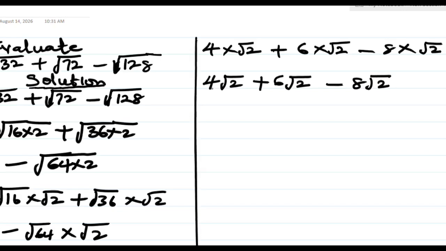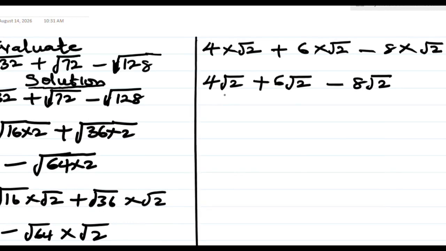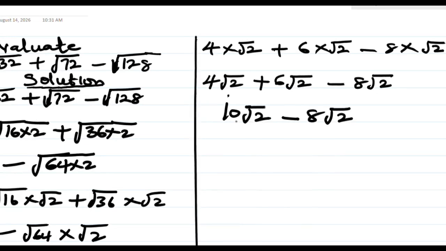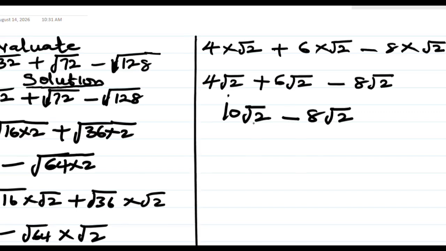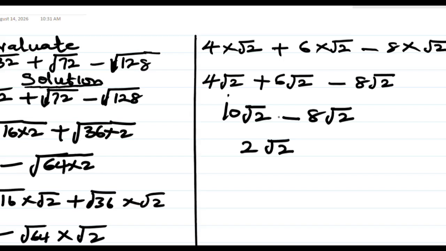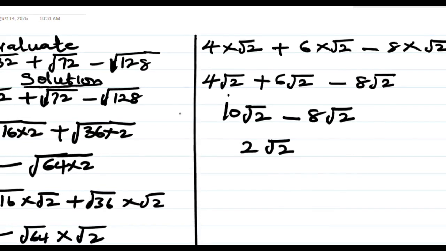So we are going to simplify 4 plus 6 first. Since we have root 2 here, we can easily add, and that will give us 10 root 2 minus 8 root 2. So we can simplify further. We have root 2 here, we have root 2 here, 10 minus 8, and that will give us 2 root 2. So we have been able to evaluate root 32 plus root 72 minus root 128 to be 2 root 2.